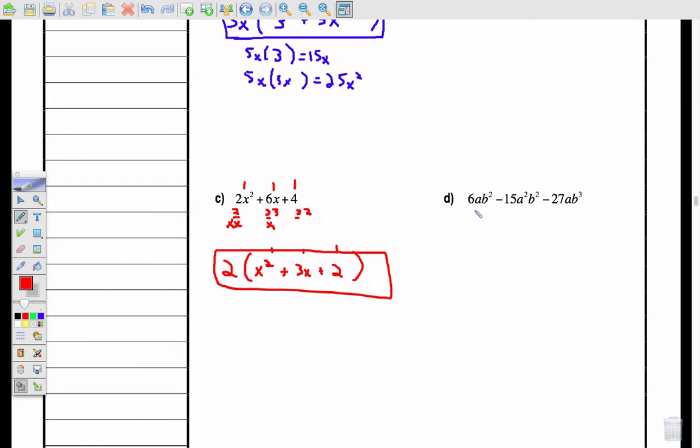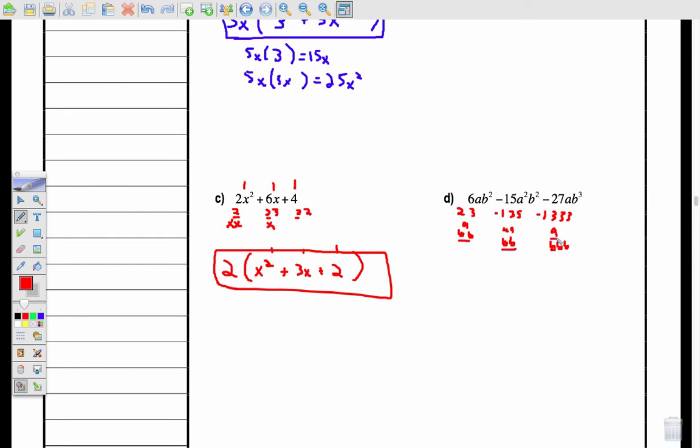And there is the answer. Same steps for D. Find that greatest common factor. So we break this down. This is a 2, a 3, an A, and 2 B's. This is going to be a negative 1, a 3, and a 5, 2 A's, 2 B's. And the last one, a negative 1, and then you have 3, 3, and 3, because 3 times 3 times 3 is 27. You have 1 A and you have 3 B's.